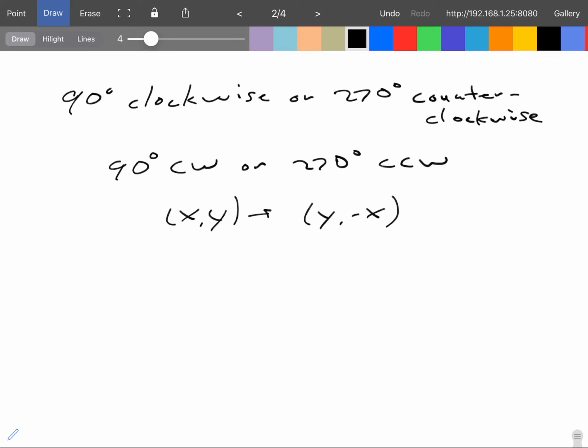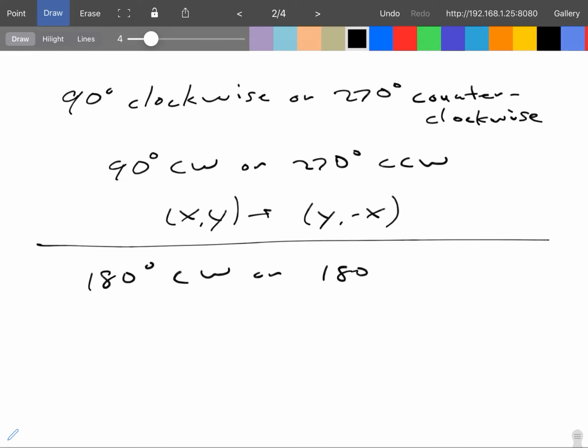Then the next one is if you want to go 180 degrees. So if you want to go 180 degrees clockwise or 180 degrees counterclockwise, that one, the point X, Y gets mapped to the point negative X, negative Y. So you just take the negative of each coordinate.